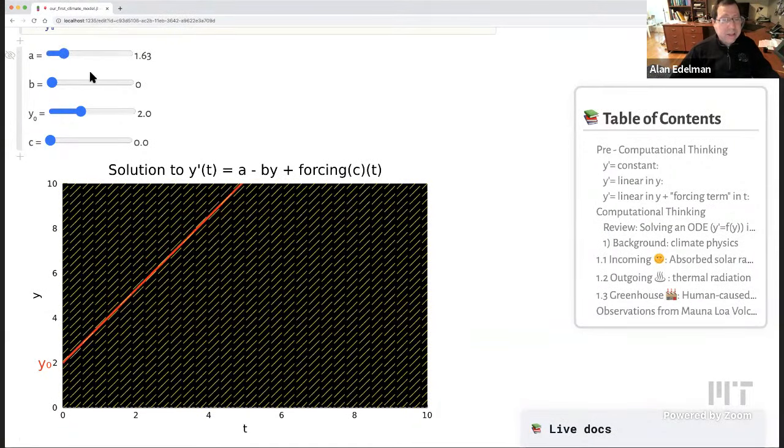So a, just putting in a, y prime equals a constant. Of course, the solution is going to be linear, right? Everybody knows how to integrate a. I can move the y0, which lets me move the initial condition up and down. So that just moves things vertically.